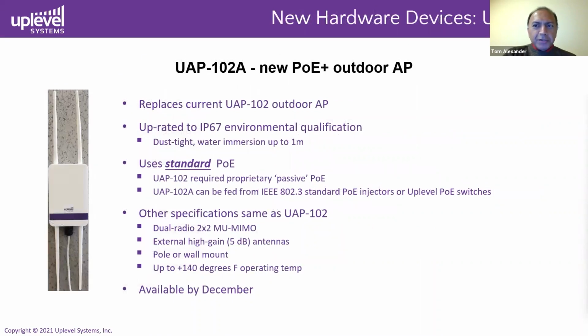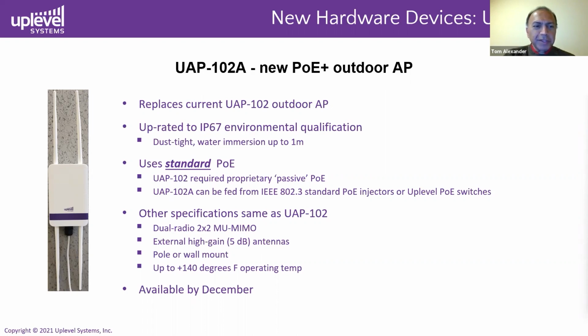Another hardware device that we introduced was a new outdoor access point. The current outdoor access point that we're shipping is pretty good, but it has a couple of things that we didn't like very much. For a start, it used a proprietary passive PoE injector. There were some issues with getting regulatory compliance on the regular 802.3 standard PoE injector when that came out. So the vendor had to go with a proprietary injector, but we didn't like that at all because it doesn't plug into our standard switches and so on.